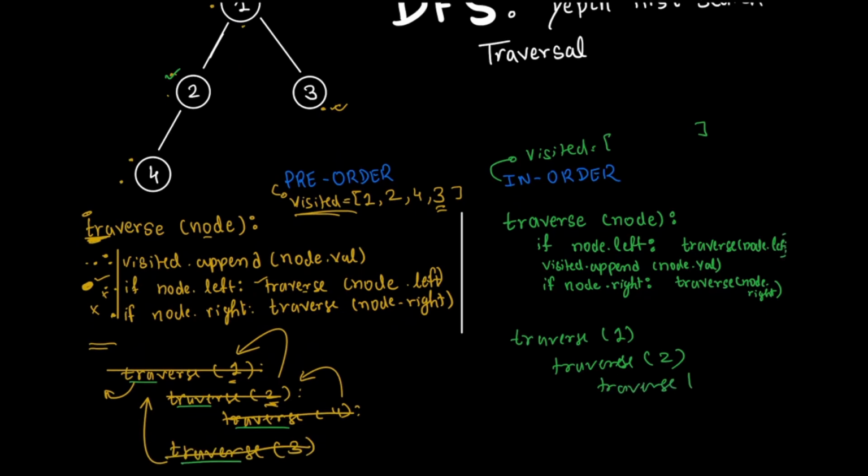Does node 4 have a left child? No, it does not. So we do not do anything. Then we hit the visited for the first time in the code. And there it is saying that we append the node value to our visited list, and we are over here. So we append that. We append 4 to our list. Now we will check if there is a right child to node 4. No, there is no right child to node 4.